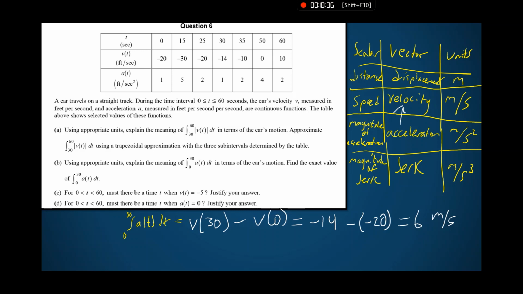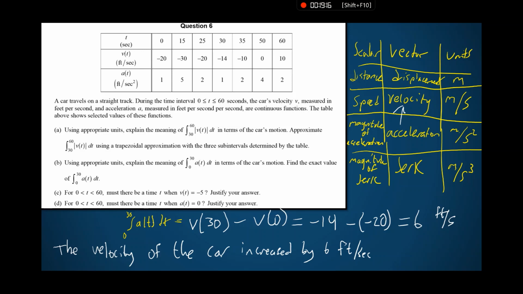If you integrate acceleration, you'll get your change in velocity from your lower bound to your upper bound. So this says our velocity increased by 6 meters per second from t equals 0 to t equals 30. Oops, feet per second for us, since we're not in metric. By 6 feet per second from t equals 0 to t equals 30. Okay, any questions on A or B?